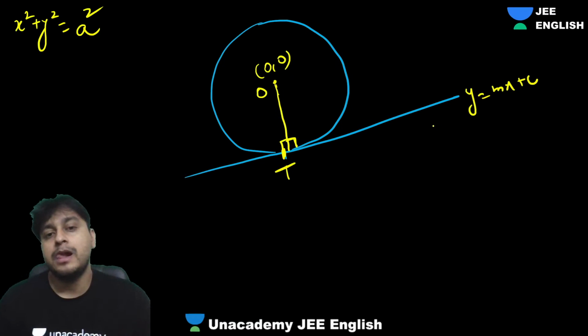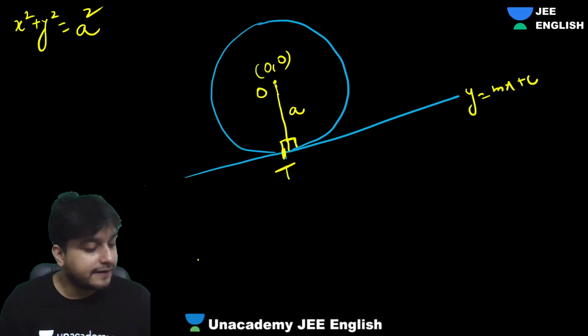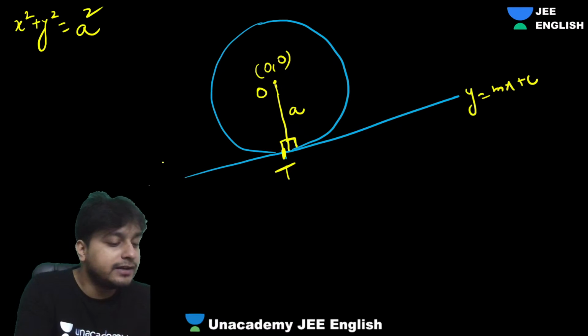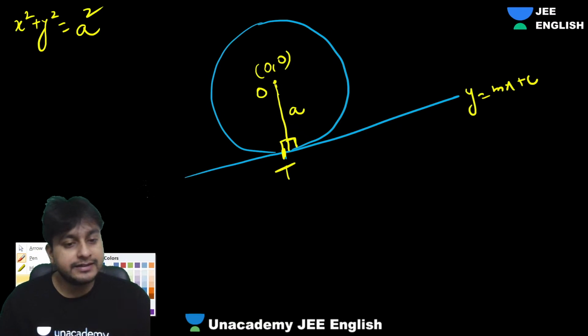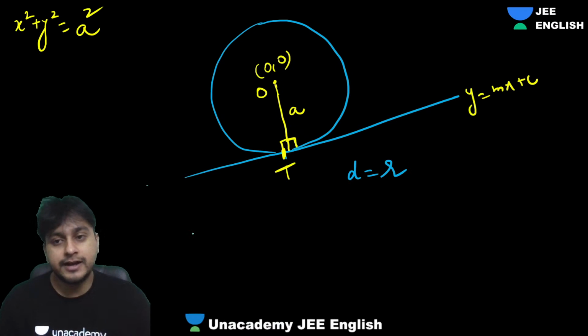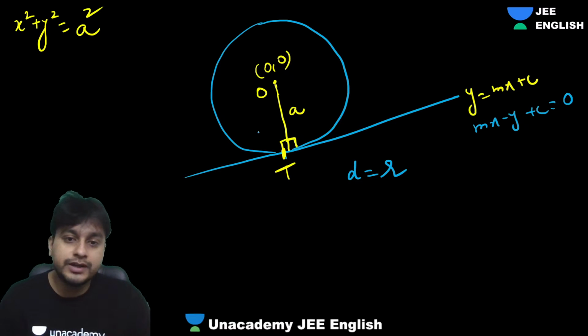So guys, what can we do? Can I say that this perpendicular distance is a? Yes. And do you know the formula for the perpendicular distance from a point to a line? Very good. Can I say, guys, distance is equal to r, right? What is the line? Can I write it in a different way? mx minus y plus c equals 0. Let's calculate the distance of the point, the origin, from this line. What will be that, guys? Tell me.